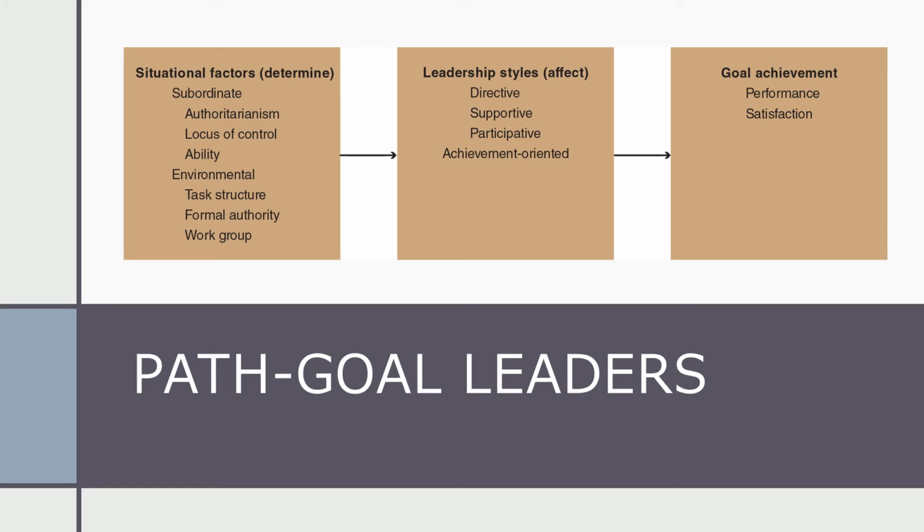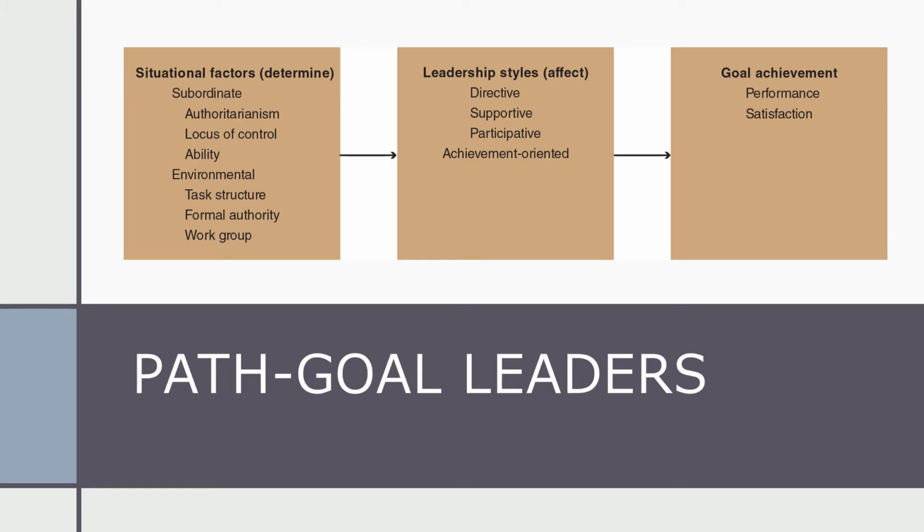Number 1, directive. The leaders provide high structure and play task behavior roles. Directive leadership is appropriate when subordinates want authority, have external locus of control, and have low ability. Number 2, supportive. Leaders provide high consideration and play maintenance behavior roles. Supportive leadership is appropriate when subordinates do not want autocratic leadership.